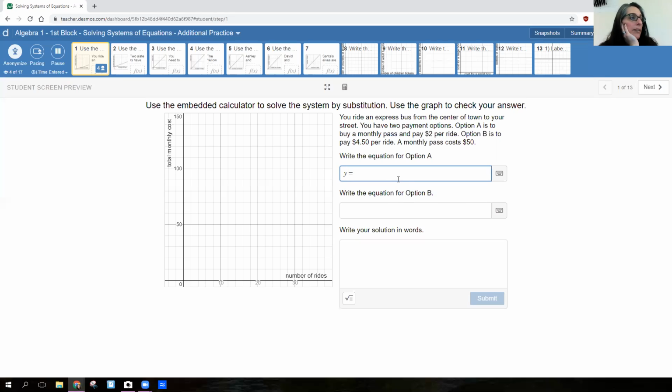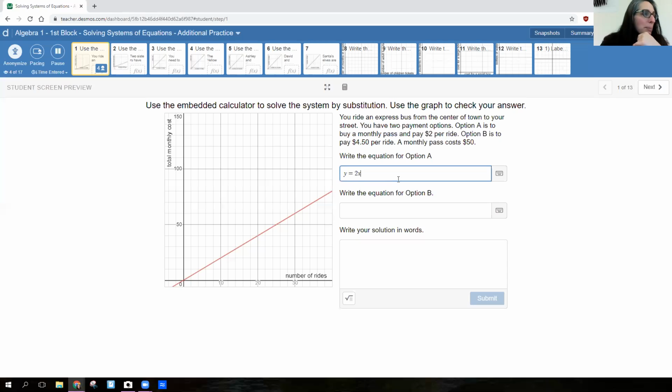So every time you need to take the bus, for option A, it's going to cost you $2 plus the monthly pass. Buy a monthly pass and pay $2 per ride. All right, so $2 per ride. Yeah, good. I see the 2. So it's going to be 2x because you got to get the x in there in order to multiply it by 2. The x represents how many times you take the bus. So you take it 1 time, 2 times 1. Take the bus 2 times, 2 times 2, and so forth.